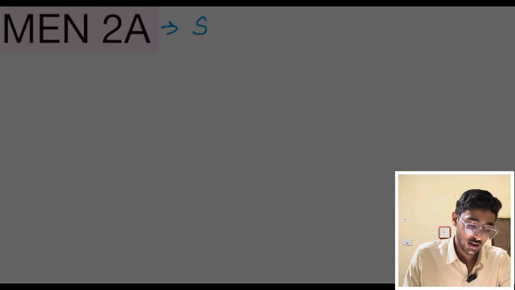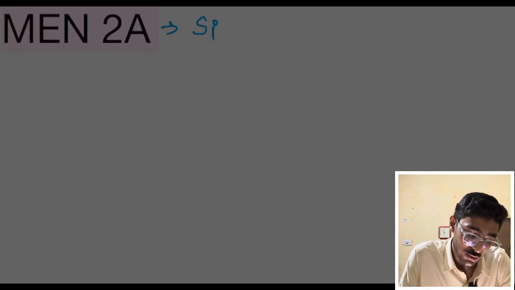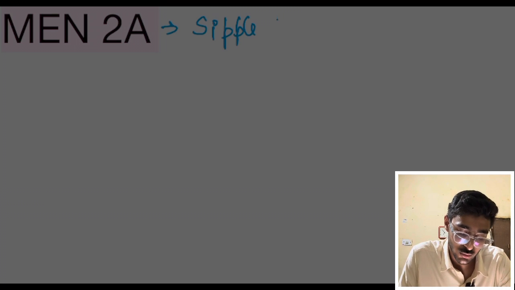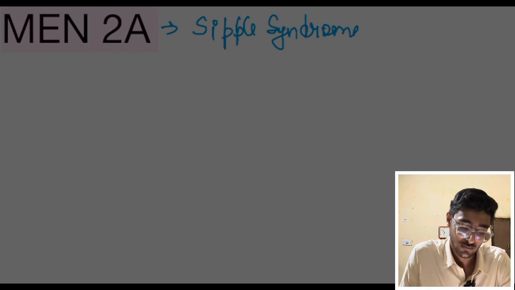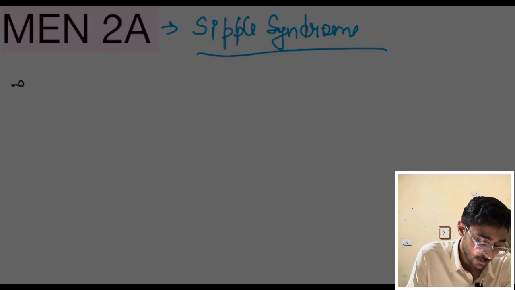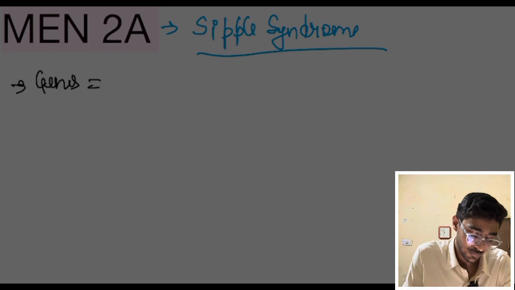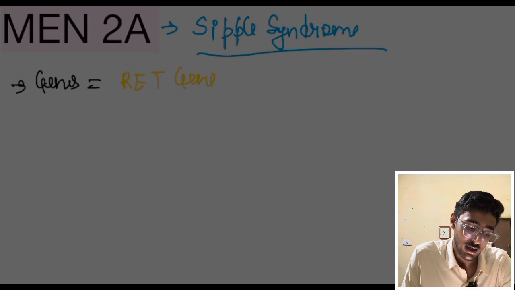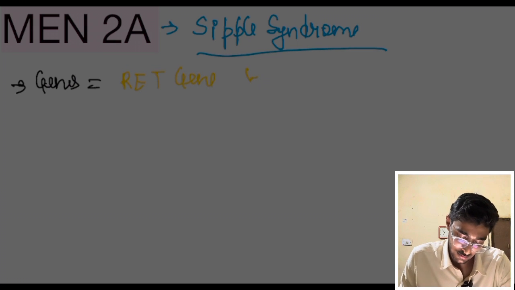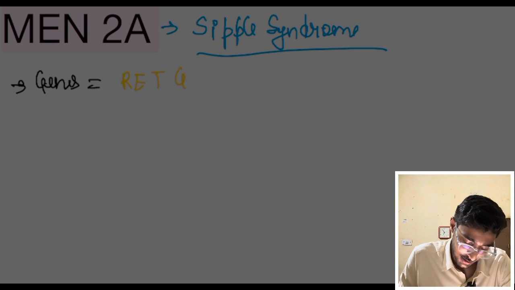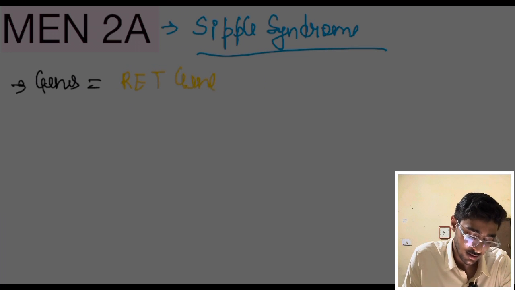Okay, now let's focus on MEN 2B syndrome. MEN 2A, sorry. MEN 2A syndrome is also known as Sipple syndrome. And the gene which is involved is the RET gene. It is located on chromosome number 10.